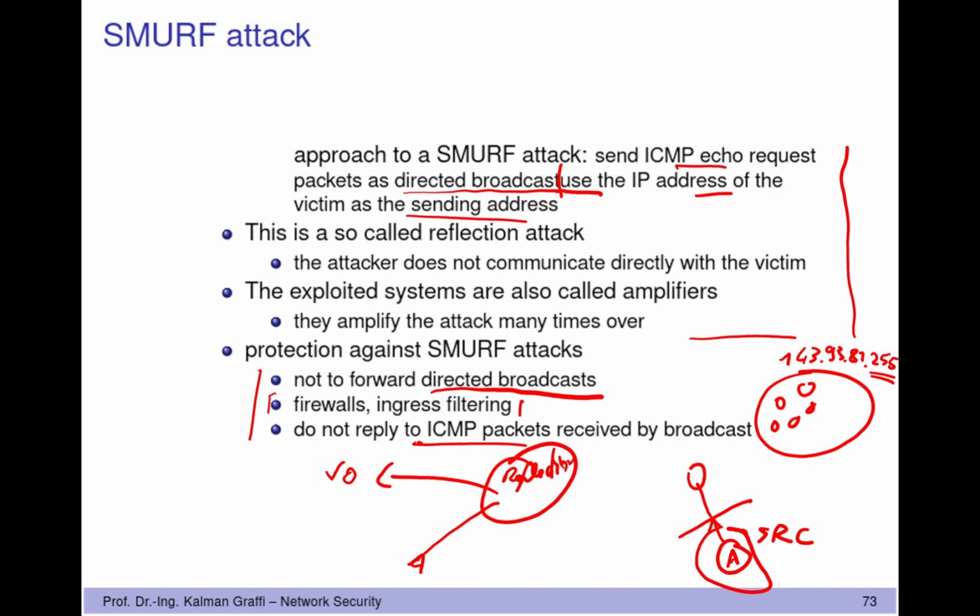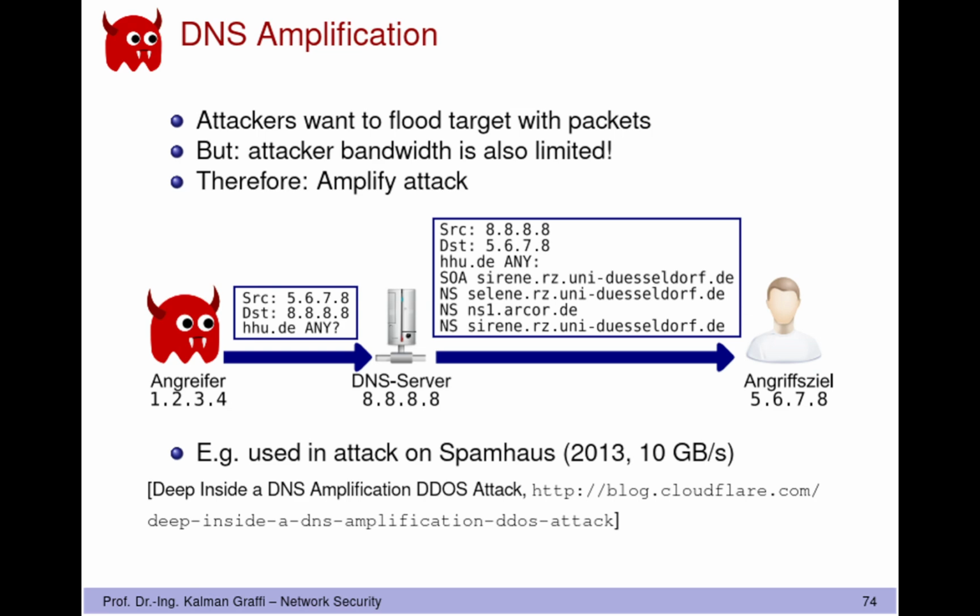Okay, another similar setup where you also amplify, where you also use an indirect attack, is DNS amplification. The regular use case of DNS, the domain name system: you give a URL, typically a domain, and you get the IP address. So this is the core functionality. And how is it typically done? Let's say this is a regular client.